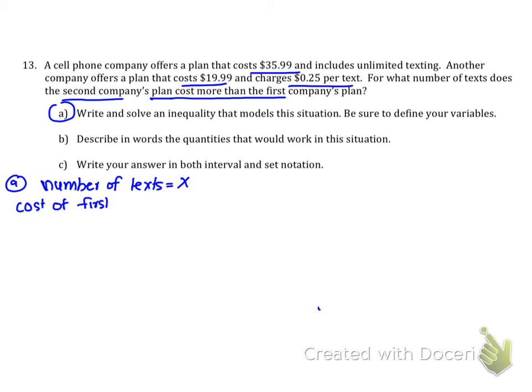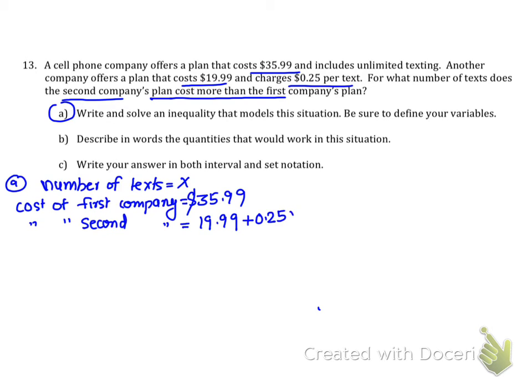First company, that's going to be what? That's simply they're charging 35.99, and the cost of the second company, they're charging 19.99, and after that, depending on how many texts you make, 0.25x. So that's the cost for the other company.